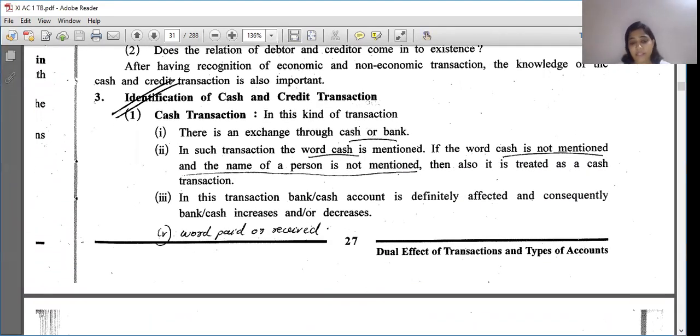This is identification of cash and credit transactions. In this kind of transaction, there is an exchange of cash or bank. Now, how will we recognize it? As I had said, you will ask, teacher, how am I going to recognize if it's a cash transaction or not? So let us go to that. There is an exchange of cash or bank. In such a transaction, the word cash is mentioned.